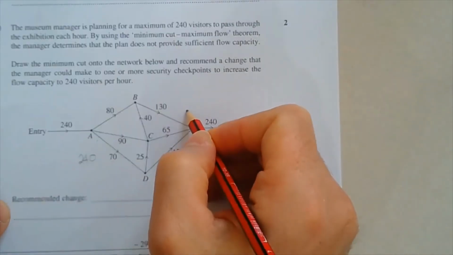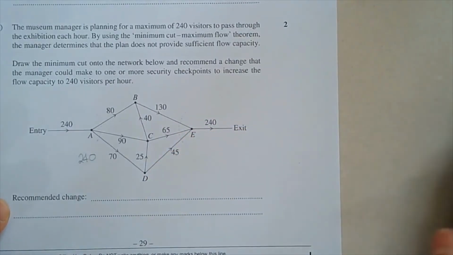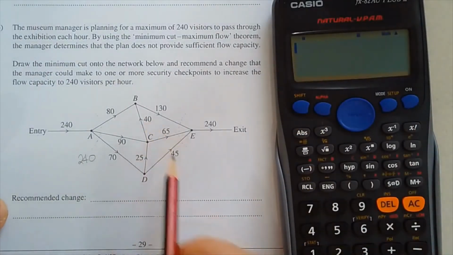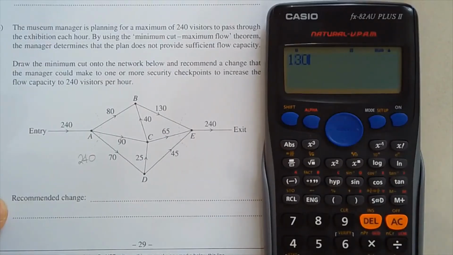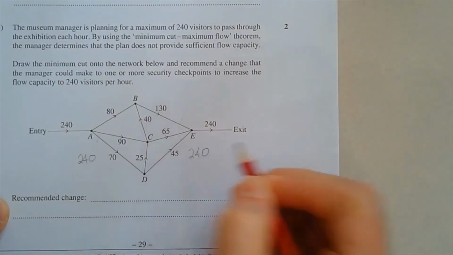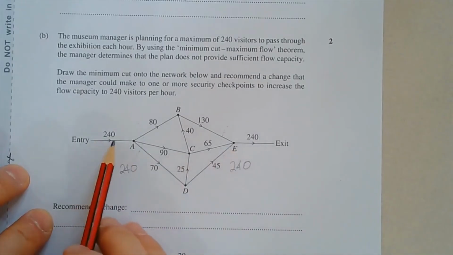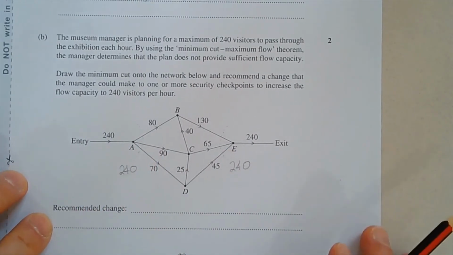We also have this cut here. If we add up those edges leading into vertex E, 130 plus 65 plus 45 is also equal to 240. So interestingly enough, vertex A and vertex E are balanced. In other words, inflow and outflow are equal, which means that they're maximized.